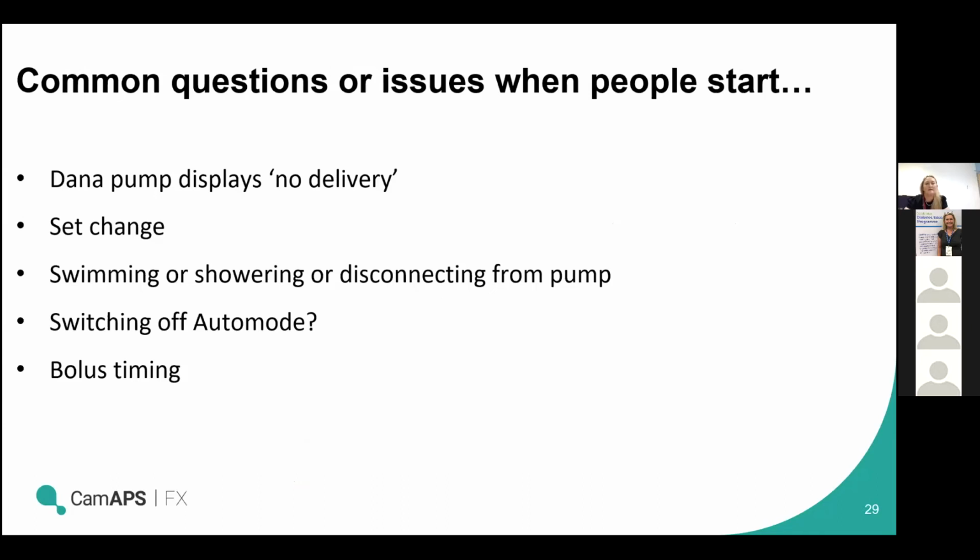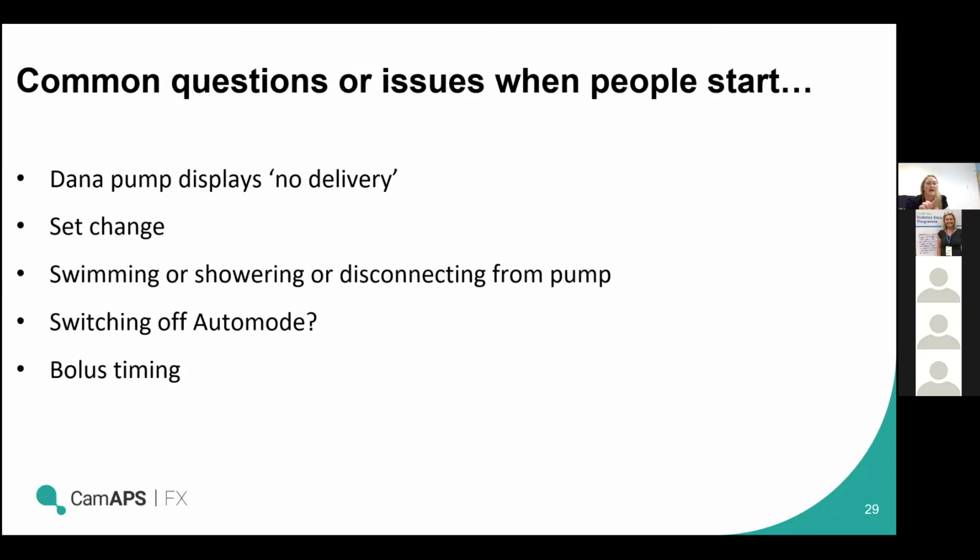And there's a couple of common questions or issues that come up usually when people start. So one of the things to notice is once you've flipped the system into auto mode and auto mode is running, on the Dana pump itself, it flashes no delivery, which can obviously be quite disconcerting. It flashes between no delivery and basal running at 0.00 at 0%. And essentially what it's saying is that it's stopped delivery of the normal pump basal.